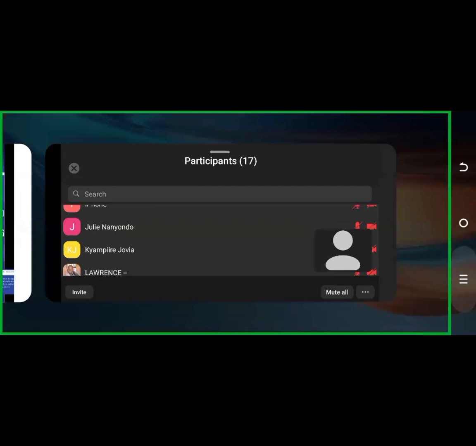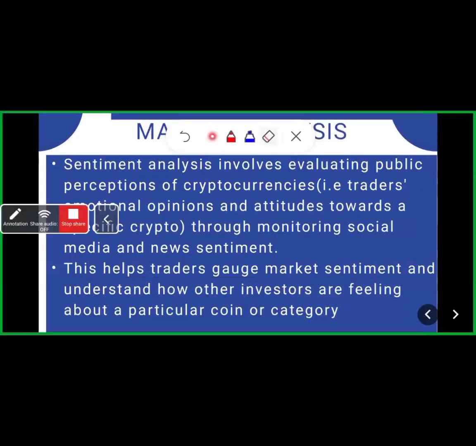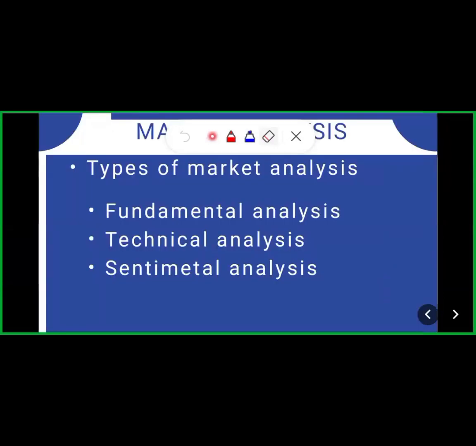So that is sentimental analysis. These are the three types of analysis. We talked about fundamental analysis, which involves doing a lot more research on a particular crypto project you would wish to invest in. Then sentimental analysis, where you follow the latest news surrounding the crypto space in general, or in relation to a particular coin you would wish to invest in.